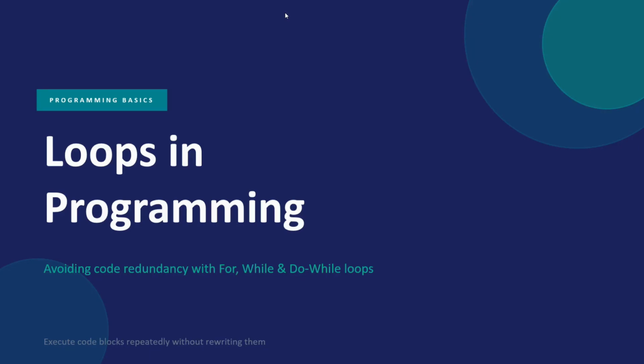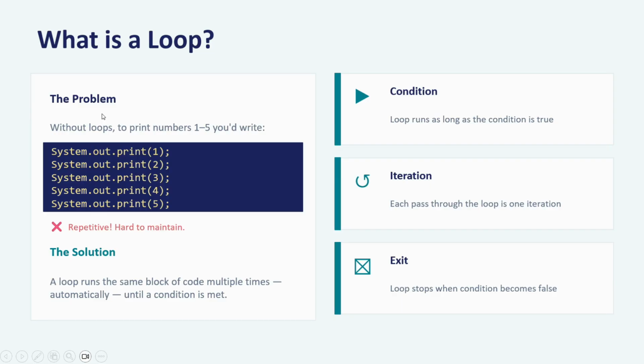Let's see loops in programming. If you are using any language, this video is going to be helpful for you. So what are loops and why do we need them? Let us discuss. To avoid code redundancy, we use loops, and we have three loops: for loop, while loop and do while loop.